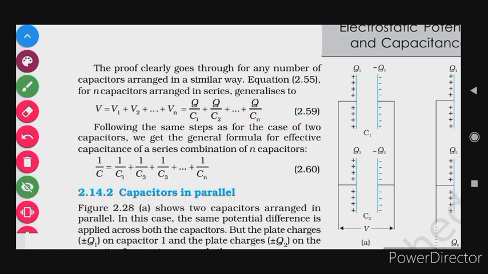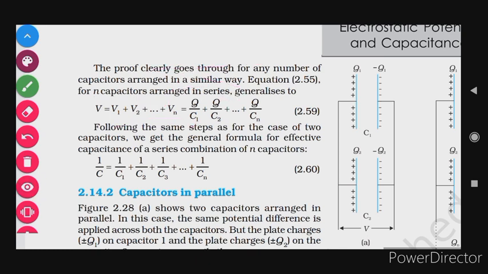the sum of the reciprocals. The reciprocal of the effective capacitance will be the sum of the reciprocals of the capacitances. By the same way we can prove this for any number of capacitors in a similar way. The equation for n capacitors in series generalizes to V is equal to V1 plus V2 plus up to Vn. That will be the sum of the potentials across all the capacitors. Then I can write Q upon C1 plus Q upon C2, and similarly we can obtain this.